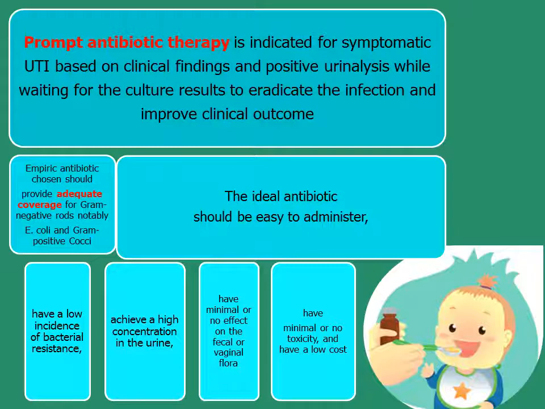Prompt antibiotic therapy is indicated for symptomatic UTI based on clinical findings and positive urinalysis while waiting for the culture results, to eradicate the infection and improve clinical outcome. The empiric antibiotic chosen should provide adequate coverage for gram-negative rods, notably E. coli, and gram-positive cocci. The ideal antibiotic should be easy to administer, achieve a high concentration in the urine, have minimal or no effect on the fecal or vaginal flora, have a low incidence of bacterial resistance, have minimal or no toxicity, and have a low cost. The least broad-spectrum antibiotics should be used.